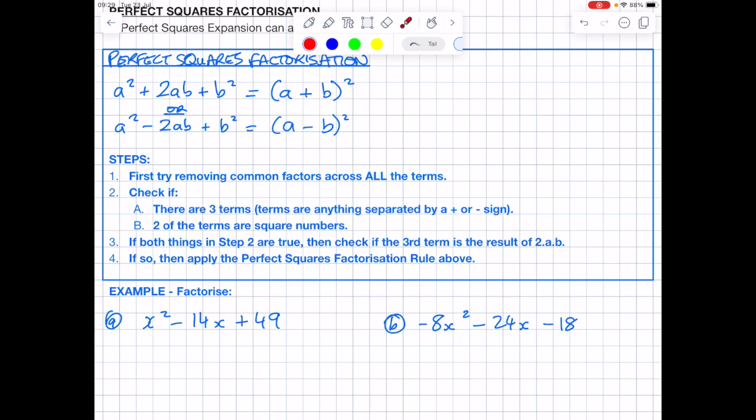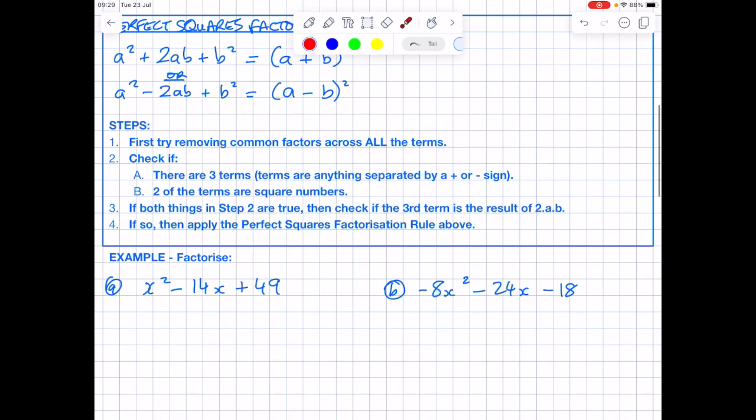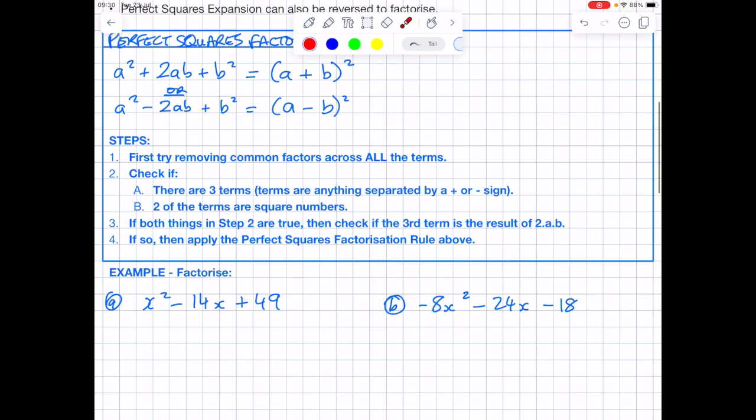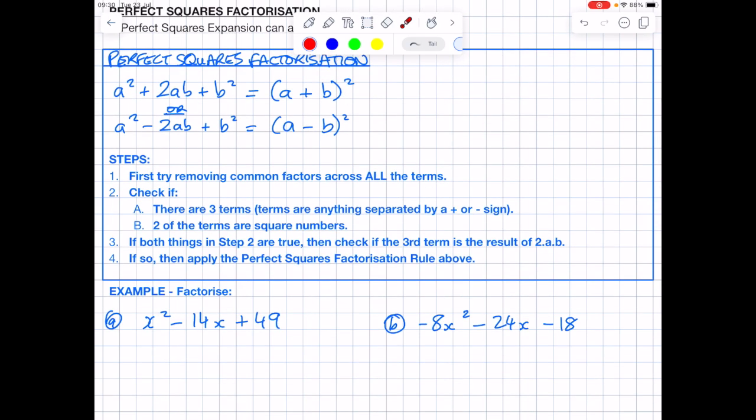So the best steps to apply this rule would be, first, try removing common factors across all the terms. Always try removing common factors first before you apply any of these other rules. Then step 2, check, are there 3 terms? A term is anything separated by a plus or a minus sign. Perfect squares only works when there's 3 terms like the rule shows. So check there's 3 terms. If there's not, you just stop it, okay?